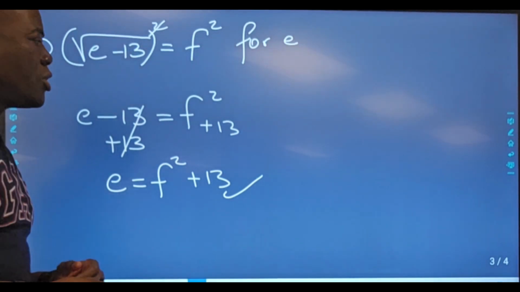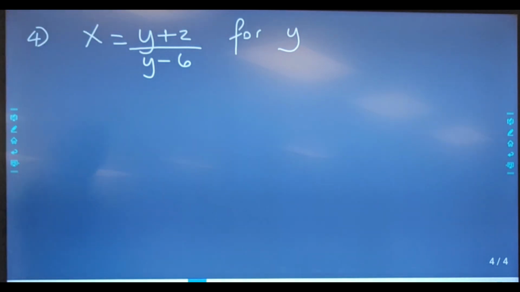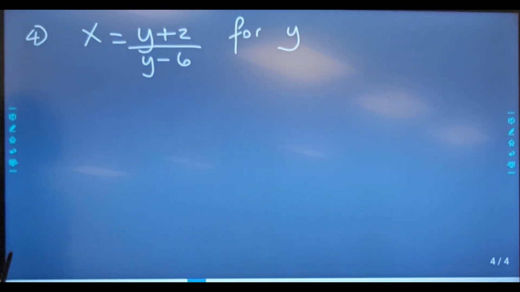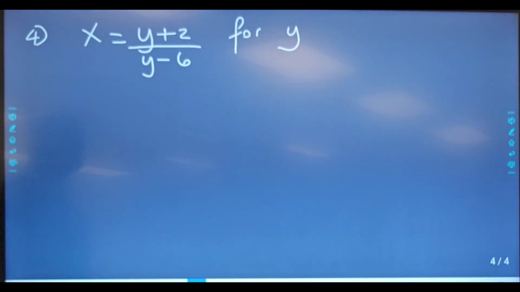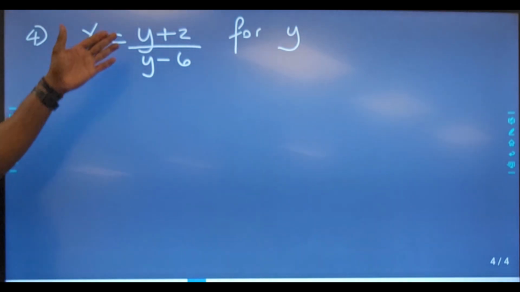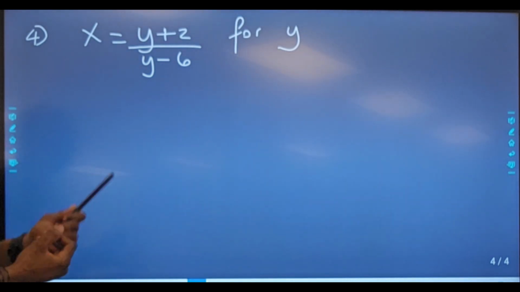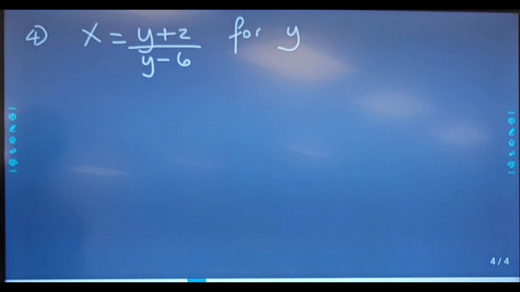Let us take a trip to our last problem. The last problem that we have here says x is equal to y plus 2 all over y minus 6, and we want to make y the subject of the formula. Most times whenever you have the subject of the formula that you need, if you're seeing it 2 times, most times you will employ factorization at some point. But let us see how this one turns out.